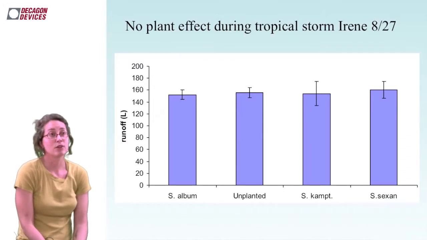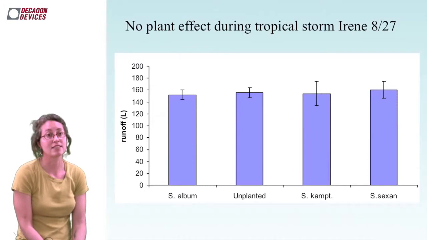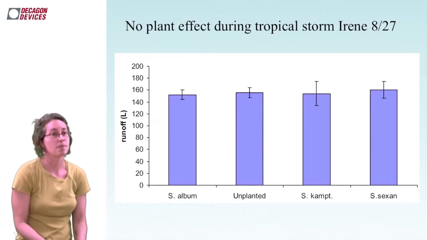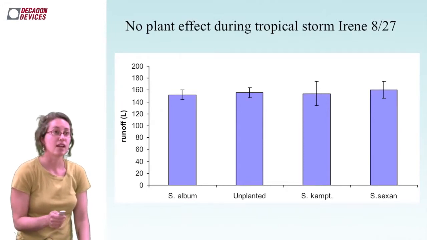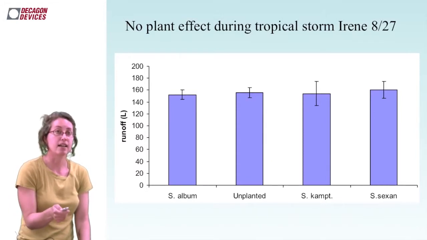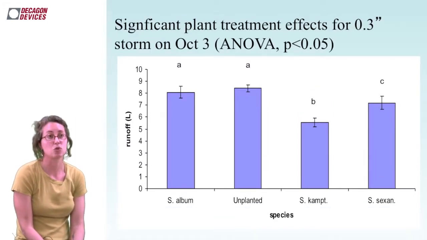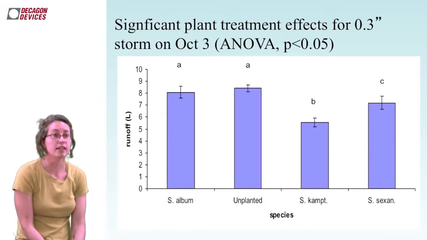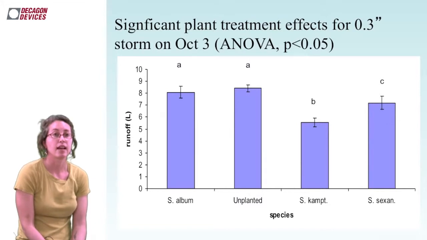And you can see that there was no treatment effect during that storm. And in fact, I imagine that there wasn't even really a large green roof effect because we just got swamped by all this water. And so when I gave you those annual totals earlier, I was combining data from storms like this with data from storms like this one, a nice 0.3-inch storm on October 3rd. And here you can see that the platforms planted with Sedum kamchaticum definitely outperformed those planted in album and those unplanted. And even Sedum sexangulaire outperformed the unplanted platform for this storm.